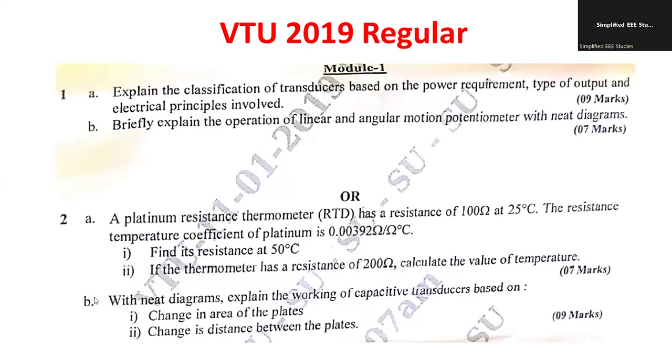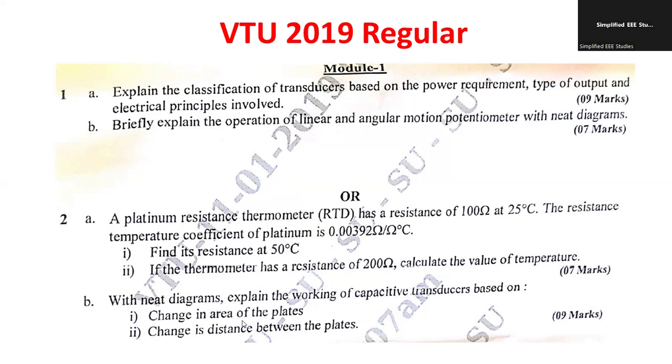Question number 2B: with a neat diagram, explain the working of a capacitive transducer. We have already solved the numerical example of capacitive transducer using the formula C is equal to epsilon 0 epsilon R A by D. So now we are supposed to explain the theoretical concept. What will happen when the area of the plate is changed? So we will be getting a different value of capacitance.